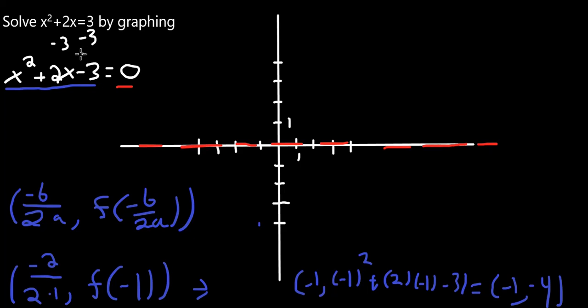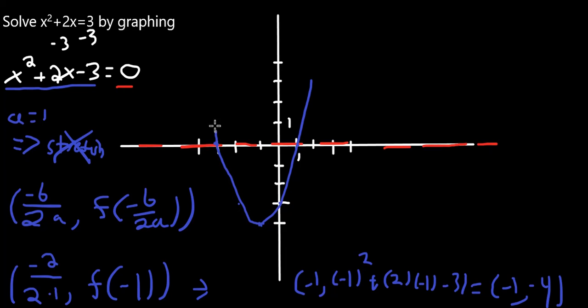Now if we look at this, since a equals 1, this means that there is no stretch or shrink. So that means when I go over 1 from the vertex, I've gone up 1, because that's our general movement, and then when I've gone over 2, I've gone up 4. So it looks like I can graph this parabola like so.